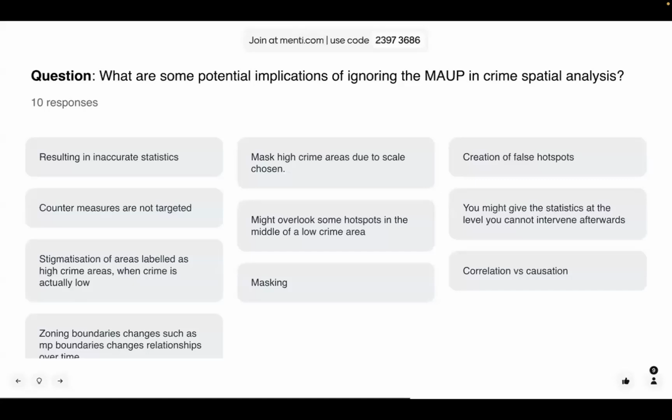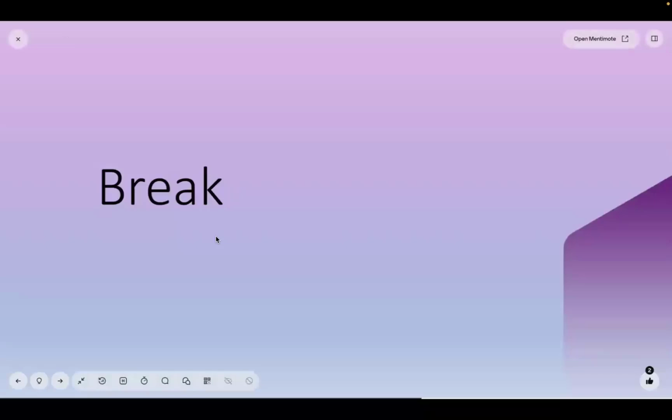spatial analysis. So yeah, recognizing the implications of the MAUP presents an opportunity for innovation in crime spatial methods. Developing and applying new analytical techniques that account for this problem can improve the accuracy of not only crime pattern analysis, but also inevitably lead to more effective crime prevention strategies.